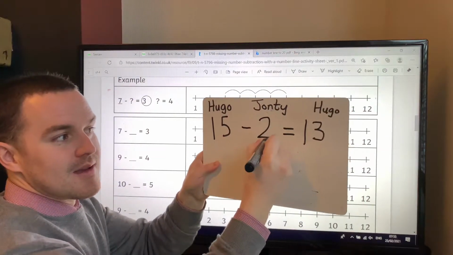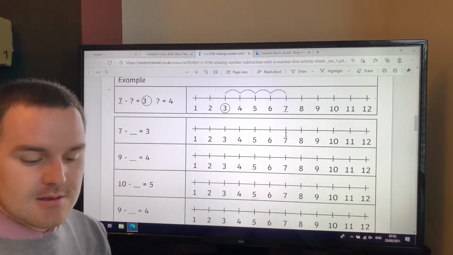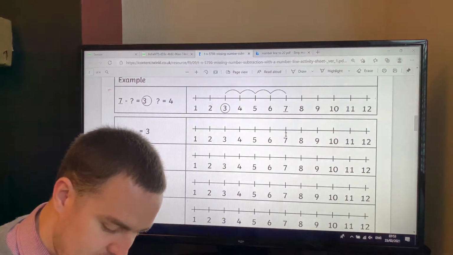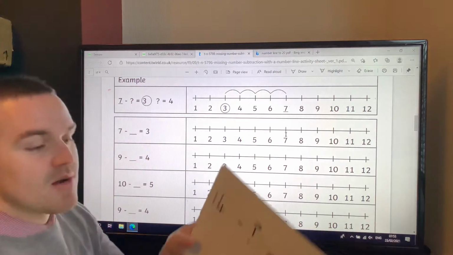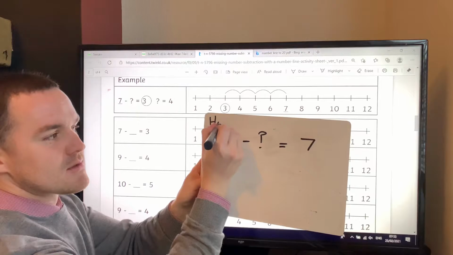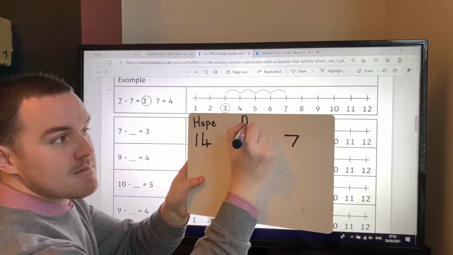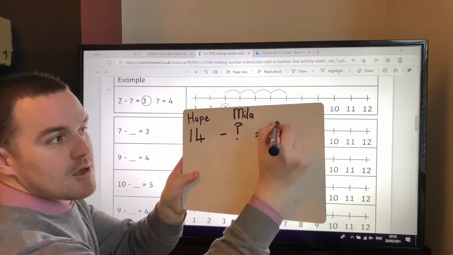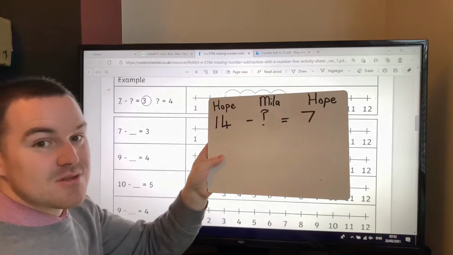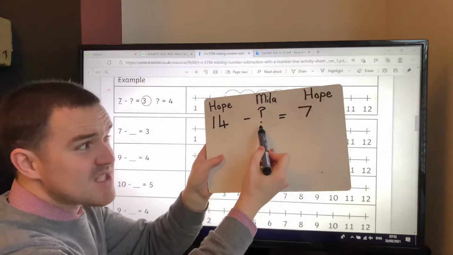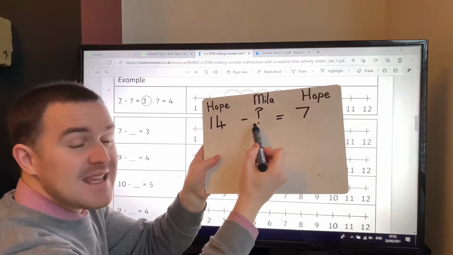Okay, let's try another one with someone else. We'll go for 14 take away something equals 7. We're going to go for Hope had 14 sweets. She gave away some to Mila. And now Hope only has 7 sweets. So she had 14. She gave some away. She took some away, subtracted them. She only has 7 now. How many has she given away?